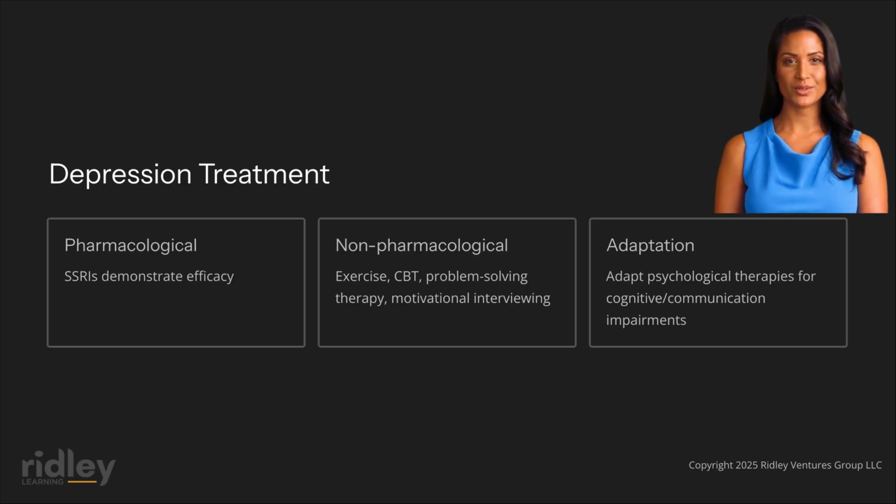Psychological interventions, including cognitive behavioral therapy, problem-solving therapy, and motivational interviewing, have shown promise for post-stroke depression, though the evidence base remains more limited than for pharmacological treatment. Adaptation of psychological therapies for stroke populations may require modifications to accommodate cognitive and communication impairments, such as simplified content, repetition, written materials, and involvement of family members in treatment sessions.